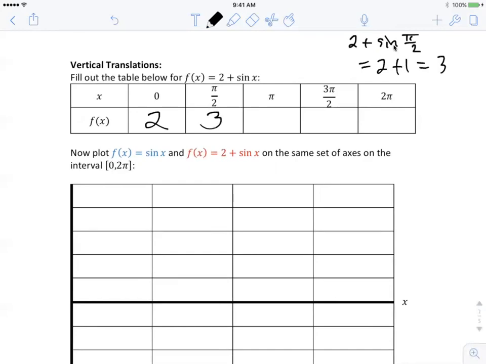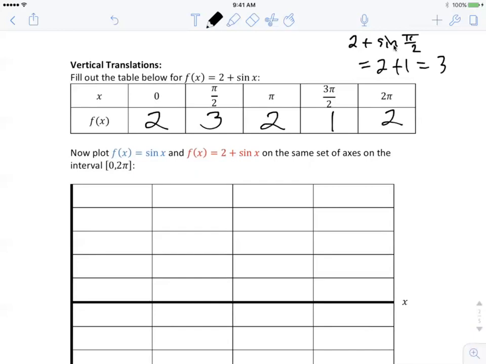Pi, sine of pi is 0. 2 plus 0 is 2. 3 pi over 2, the sine of 3 pi over 2 is negative 1. 2 plus negative 1 is positive 1. And then 2 pi, sine of 2 pi is 0. 2 plus 0 is 2. Okay.